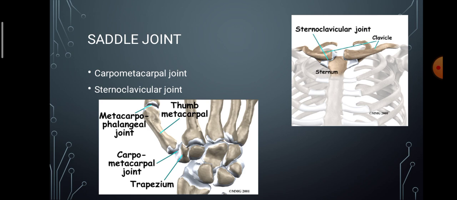And the sternoclavicular joint, and the joint between malleus and incus is also there, which is an example of a saddle joint. Okay, the joint between malleus and incus.